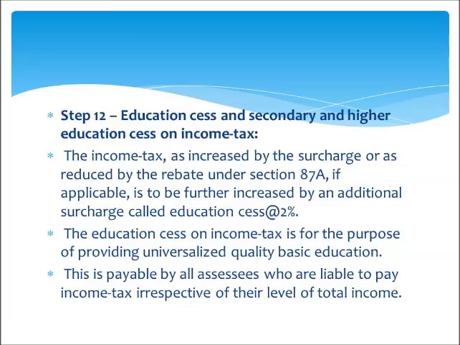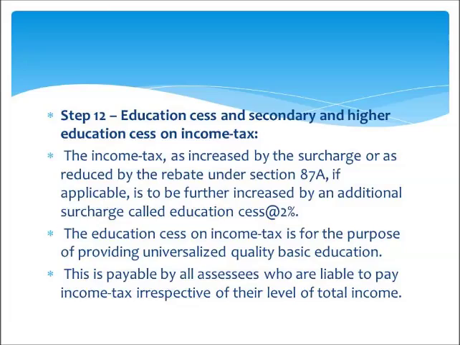After the surcharge and rebate comes the education cess and secondary and higher education cess. Unlike surcharge, which is just levied upon the super rich and the person whose income exceeds 1 crore, education cess and secondary and higher education cess is levied upon all the taxpayers paying income tax. The income tax as increased by the surcharge or as reduced by the rebate under section 87A if applicable. If applicable means surcharge is only applicable in case the income is exceeding rupees 1 crore, and rebate is applicable only when you are coming under the slab of 2,50,000 and 5 lakh.